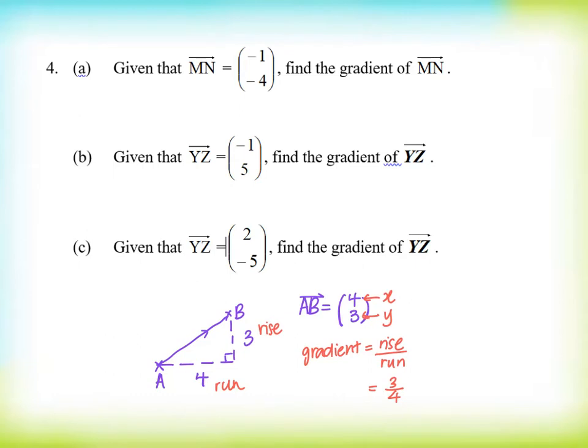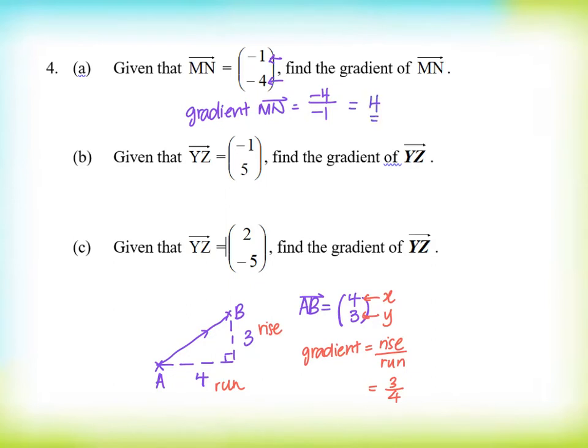Using this concept, now let's take a look at question 4a. Given that MN is this vector, find the gradient. So if that's the case, the gradient of MN will be taking the rise over the run, which is the y value over the x value. That will be 4.